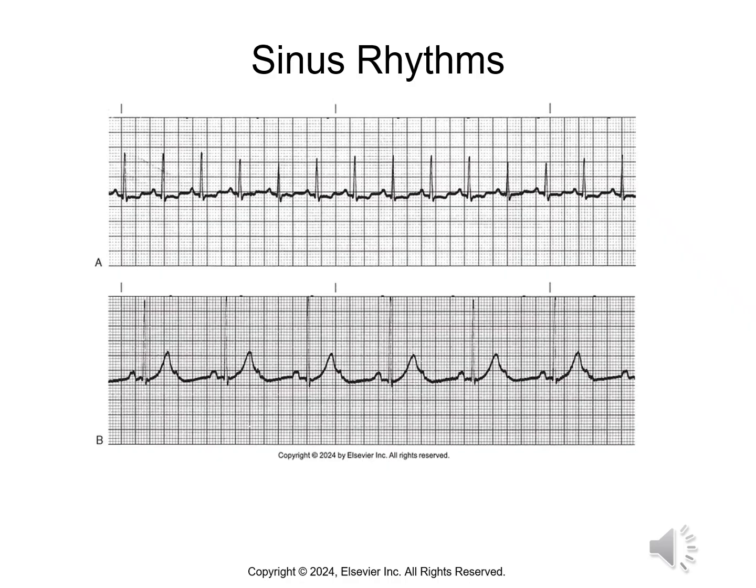Our EKG strip, sinus rhythm B, is looking much slower. When I count that 6-second strip, I'm actually counting a heart rate of 50 beats per minute. Our PR interval would be 0.18, and our QRS complex would be 0.08 seconds. So I'm still a sinus rhythm, but I'm called sinus bradycardia.